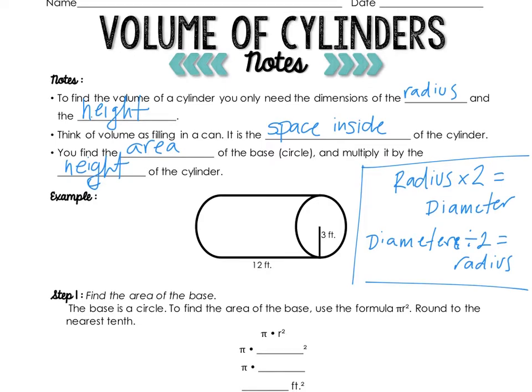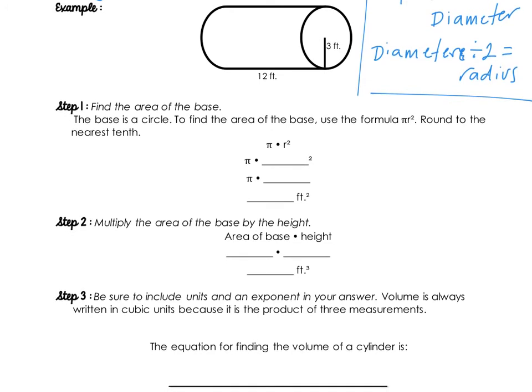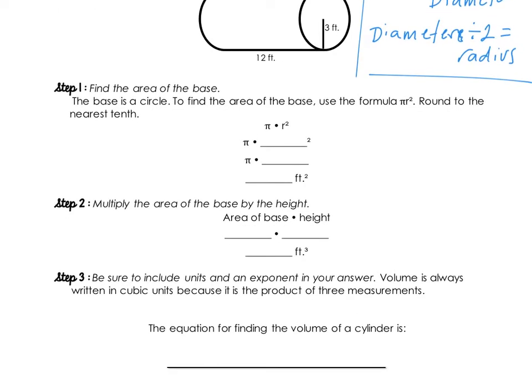So here's our couple easy steps, right? Just 3 awesome steps to figure out volume of a cylinder. Here's our practice problem. So notice we have 12 feet, that is the height, 3 feet, that is a radius. If I needed the diameter, it would be 6, or if it said the diameter of this is 6, well, we would divide that by 2 to get 3 for the radius. Awesome. Okay, so let's fill this out.